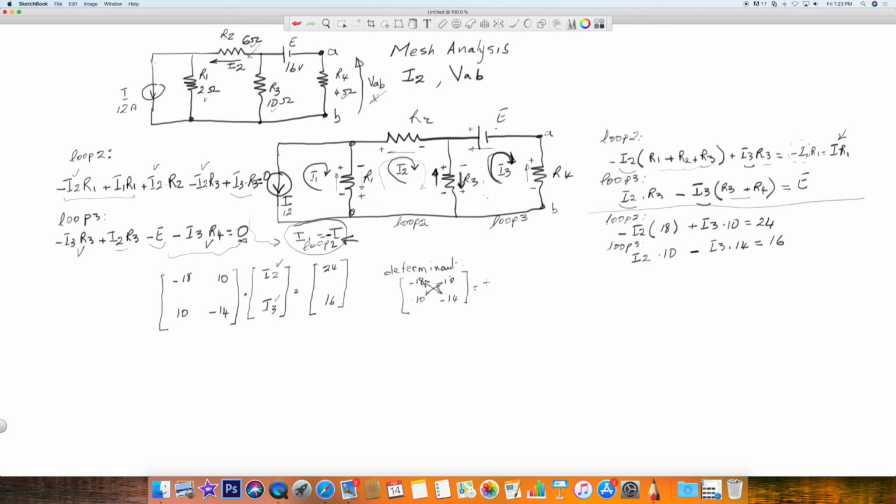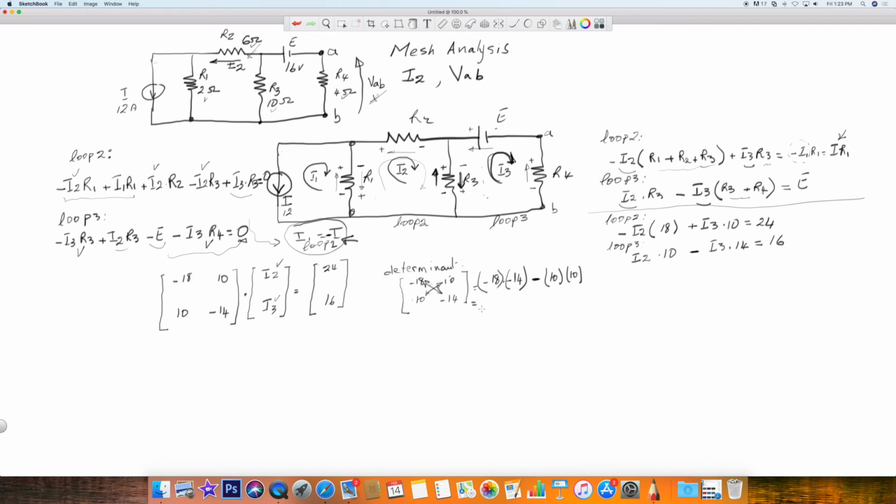So that's going to be equal to minus 18 times minus 14, right? So you're going to multiply these two together right here, minus, again, the multiplication of 10 times 10, right? So what do we get here?